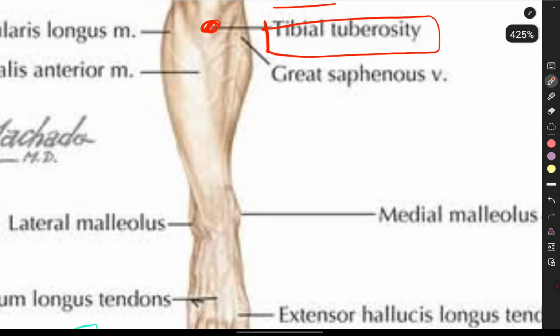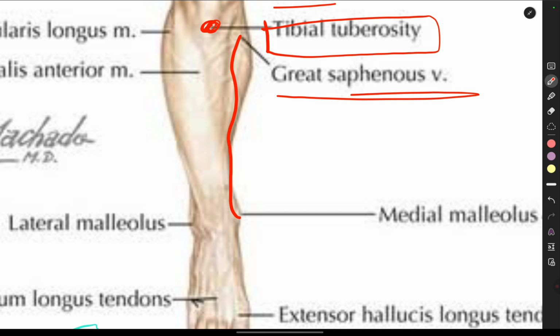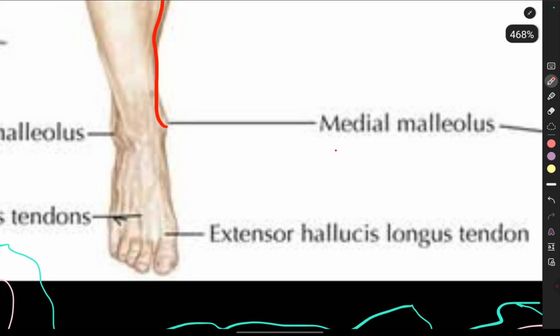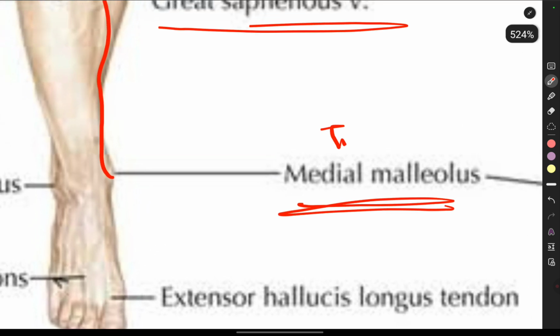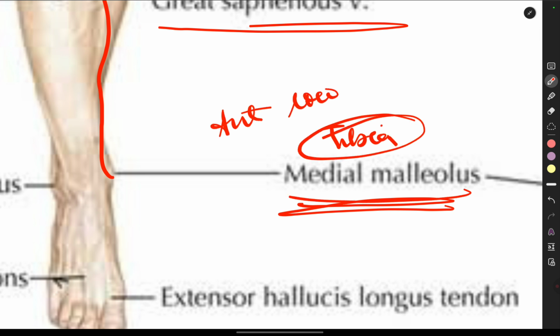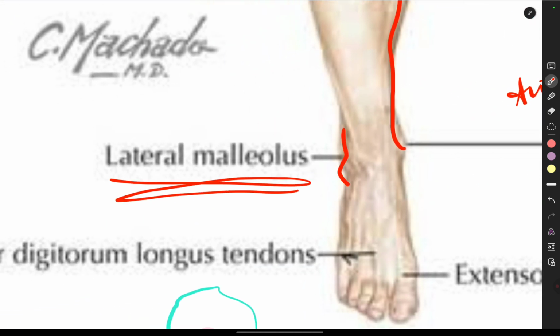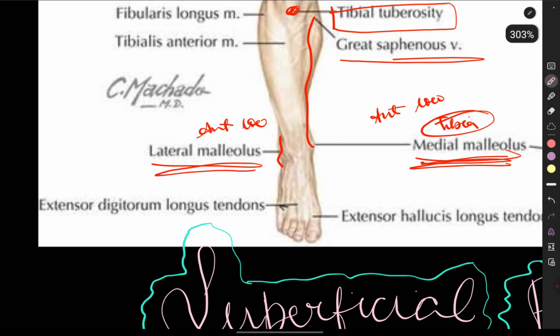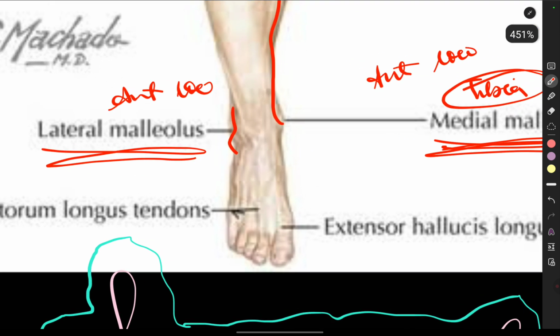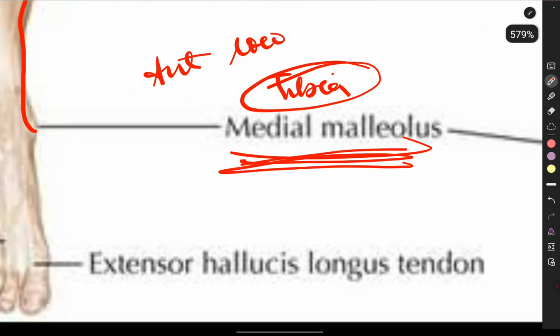Then this is for the great saphenous vein on the medial side, and the medial malleolus is present on the tibia, on the anterior lower surface of the tibia. We have the medial malleolus, and the lateral malleolus is on the fibula, on the lower surface of the fibula. So lateral bone, fibula, we have lateral malleolus. Medial bone, that is the tibia, we have the medial malleolus.